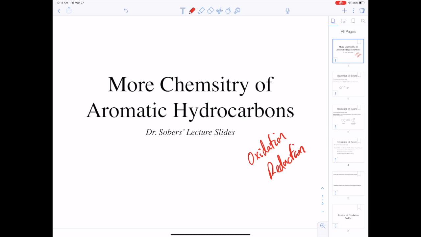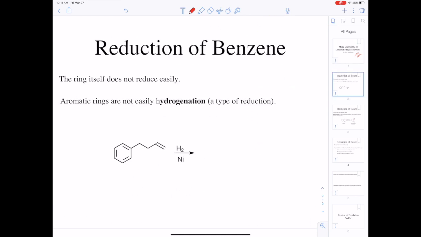One more thing to talk about with aromatic hydrocarbons is oxidation and reduction. We've talked about reduction before with hydrogenation when we discussed alkenes, but aromatic rings are more stable and do not react under normal conditions of hydrogenation.